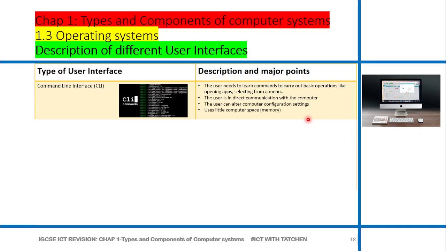Now, I'll just run down a brief comparison of these user interfaces. Firstly, the command line interface, as you can see clearly, is just lines of code. They are complicated to use, that I can tell you. You need to remember a lot of things. So the user needs to learn a lot of commands. The user is in direct communication with the computer. When you're working with the command line interface, you can do almost anything with your computer. You can destroy it as well, you can make it work nicely. So the user can alter computer configuration settings, and the command line interface uses very little memory. So that's one advantage for the CLI.